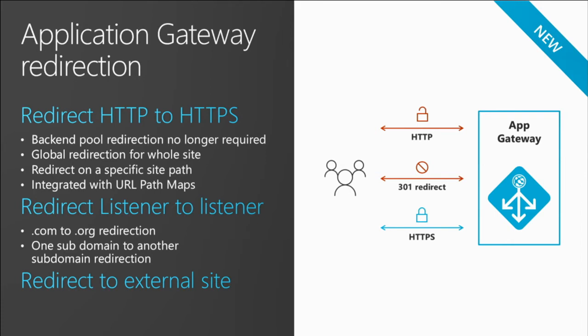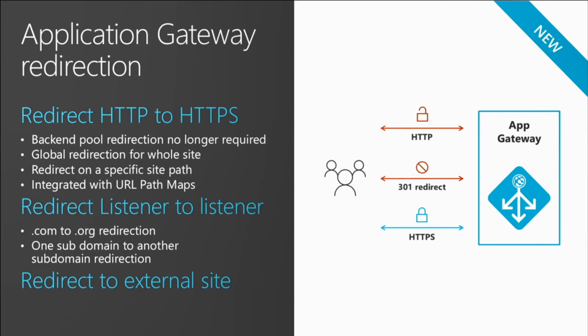So you can set the redirection on an entire listener, or you can set the redirection on a specific path. So you could have a scenario where you say, hey, I have a contoso.com site, I'm okay with HTTP on most of the site, but I have a specific area, let's say a shopping cart area. So if someone visits contoso.com/shoppingcart, only then redirect it to HTTPS. So we can do that as well.